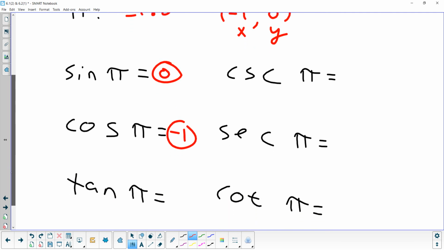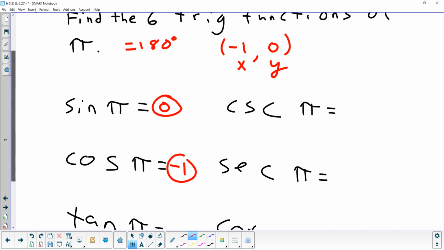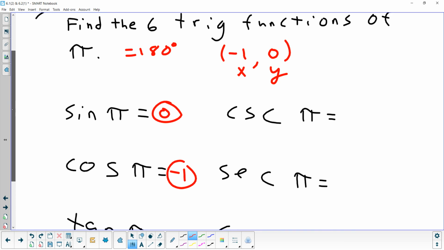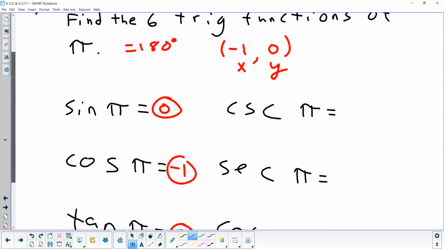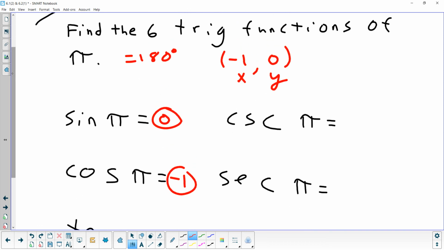Okay, let's look at the tangent. Abigail, what's my formula for tangent? Y over x. So in this case, 0 divided by -1. I'm just going to put that over here for a second. And what do you get when you divide 0 by -1? 0. Now, we really don't have to think about, well, wait, what's the formula again for cosecant? No. Just take what you had before and flip it.